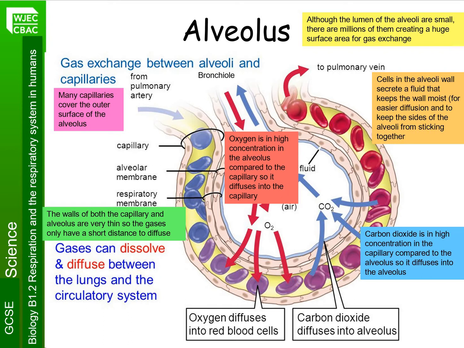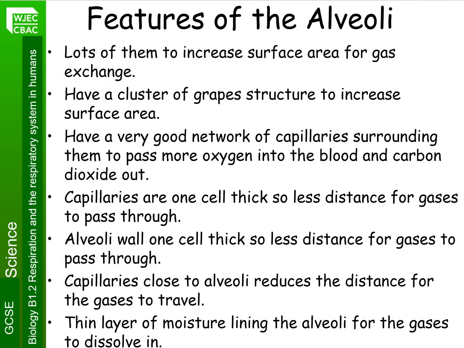Now, just to recap, on our next slide, I've put the features of the alveoli clearly here for you to see them. So lots of them, of alveoli, to increase surface area. They have a cluster of grapes-like structure, again to increase the surface area. They have a very good network of blood capillaries surrounding them so that more oxygen can pass into the blood and carbon dioxide can pass out.